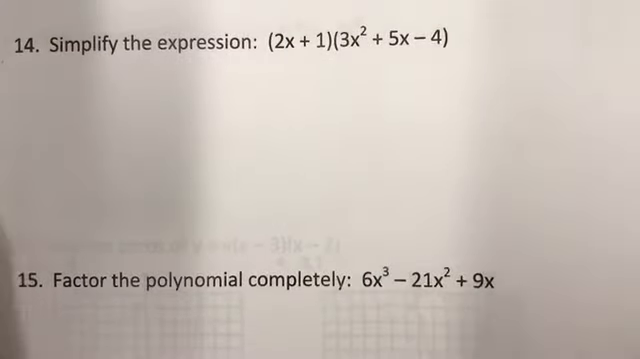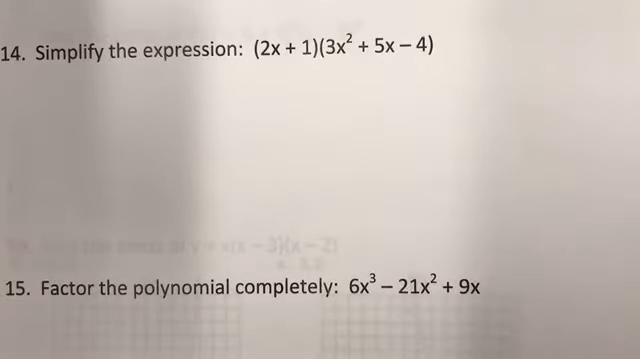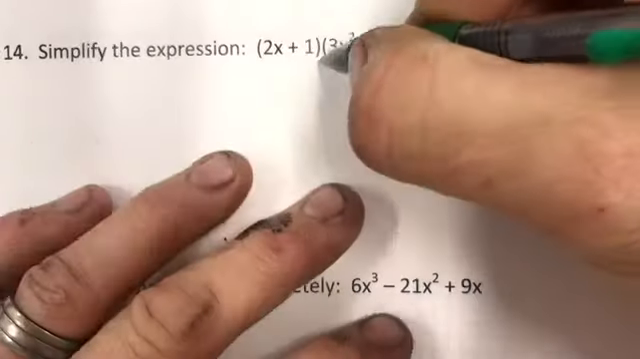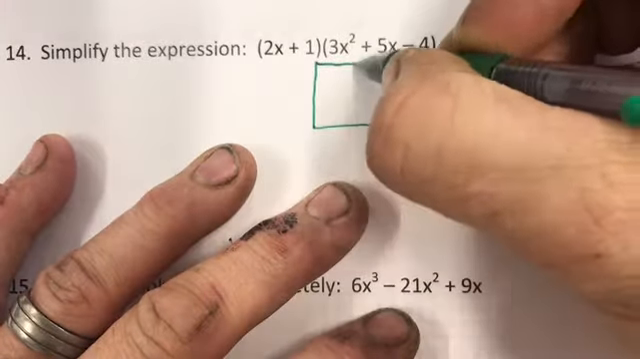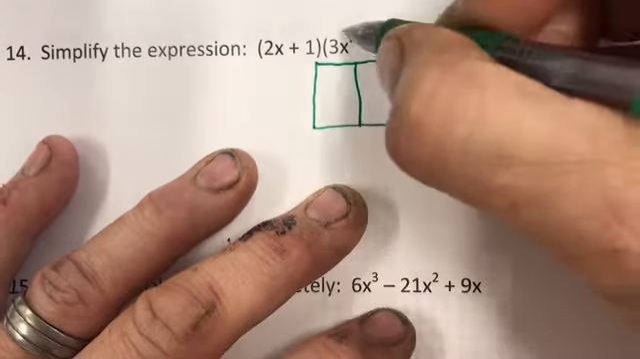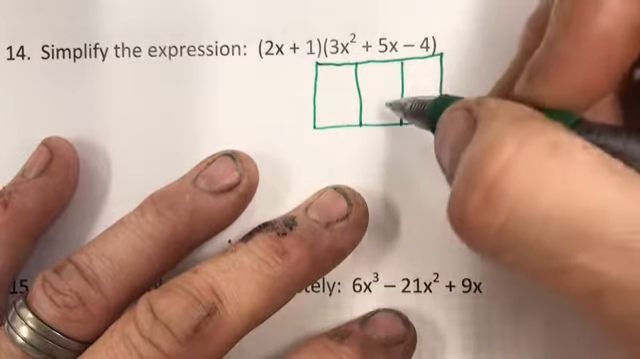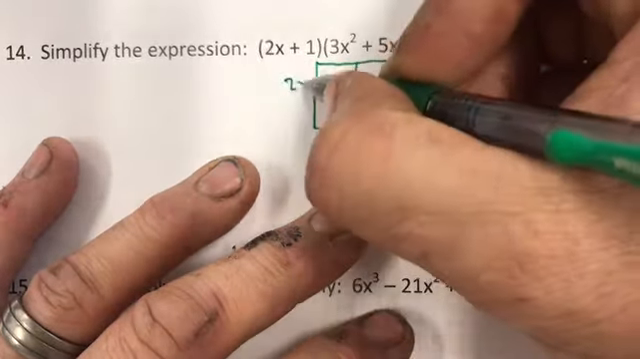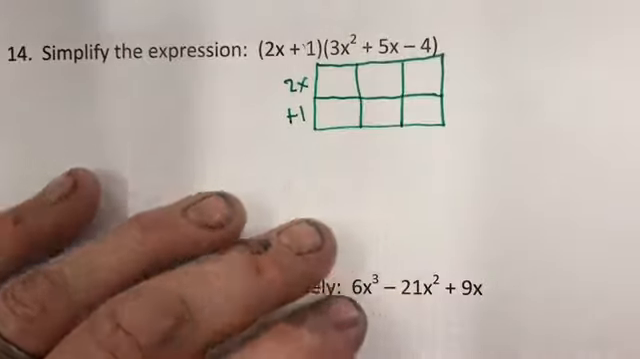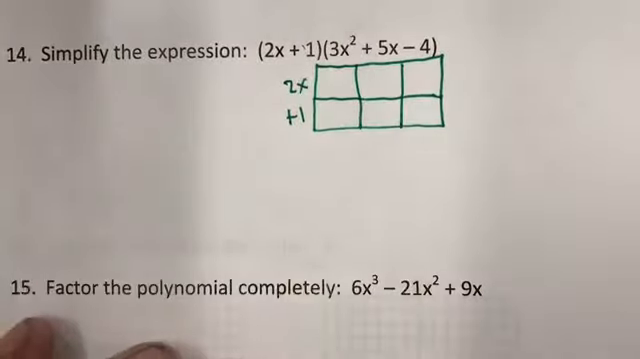Number 14, we want to multiply these. Now the best thing to do is build yourself a box to multiply underneath this expression here. I've got a column for the 3x squared, a column for the 5x, and a column for the negative 4. And then on the side here, I'm going to put 2x plus 1. And there you go, I've got 6 products here.